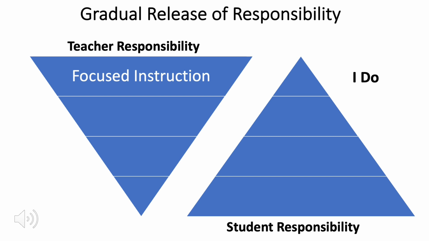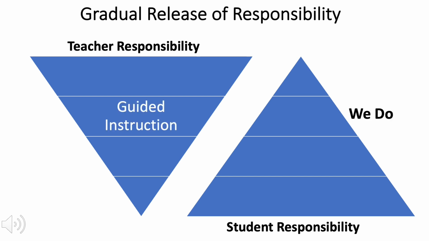The first component of the gradual release of responsibility framework is the focused instruction, also known as the I do it phase. During this part, the teacher provides direct instruction, models for the students, and engages in think aloud behaviors in their demonstrations. The student's job is to actively listen, take notes, and ask for clarification.